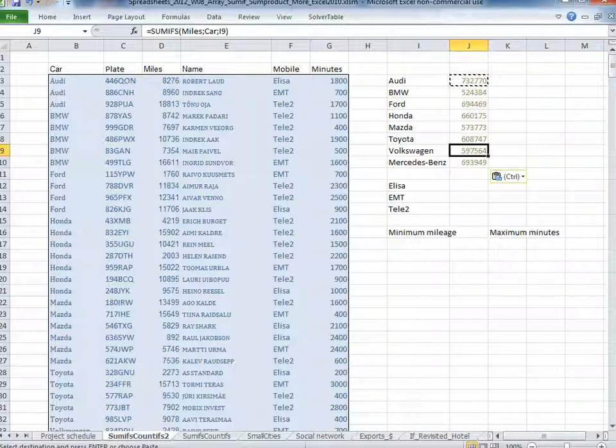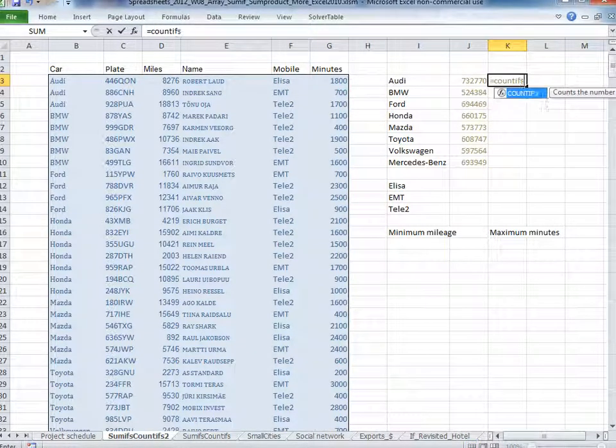When we copy this formula, we get different numbers of miles for each company, the highest being right now Audi for the number of total miles. But let's see how many cars are there of different brands. So we write equals COUNTIFS. What we're checking out is car, and we want to see whether the car is Audi, and here it is, 69 Audis.